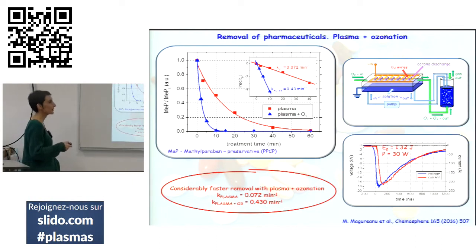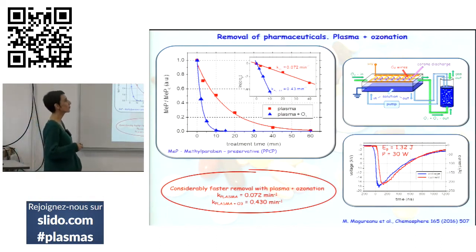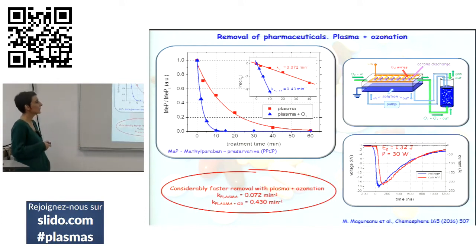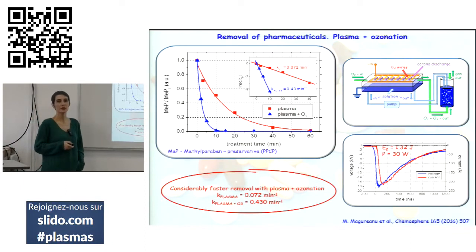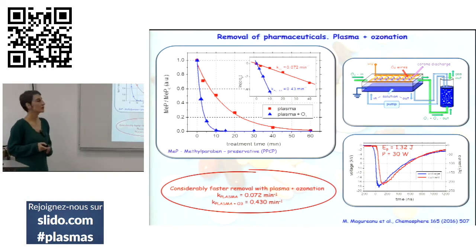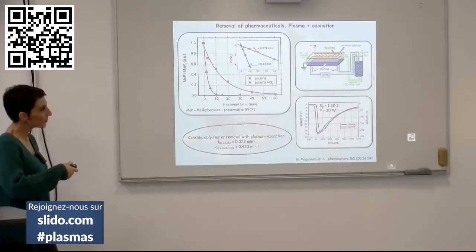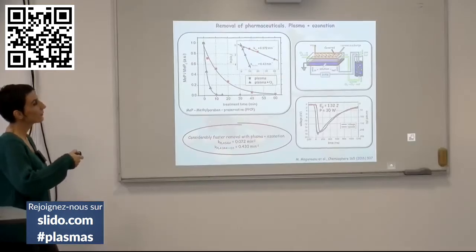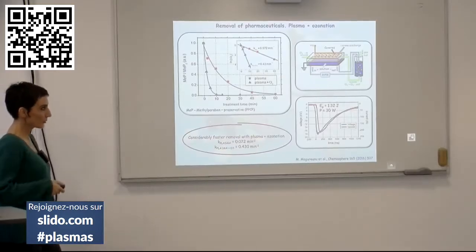We've done these experiments in the corona above liquid, again combined with ozonation, and the target compound was methylparaben. Methylparaben is actually not a pharmaceutical, but it is in fact a preservative, and it's found in many pharmaceutical formulations. So as you see, these are the results obtained by plasma alone, and the degradation becomes much faster for plasma ozonation.